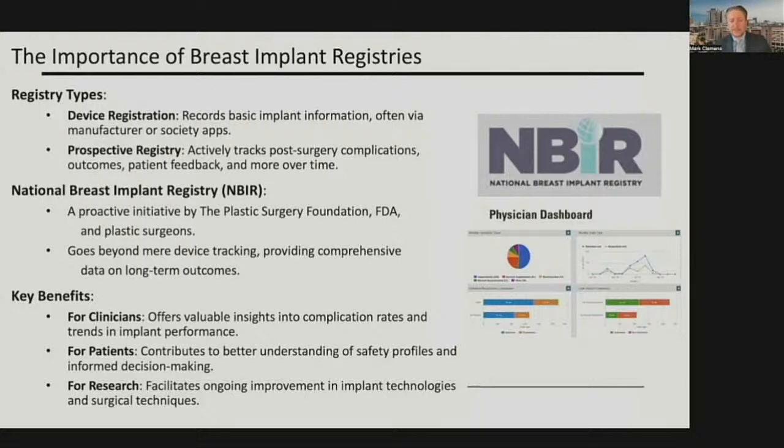Again, this is within the United States. There are fantastic examples of breast implant registries in the Netherlands, as well as in Australia, as well as a number of countries around the world. And so I just asked you to differentiate between just registering a device versus actively participating in the research and long-term outcomes as afforded by a prospective registry.